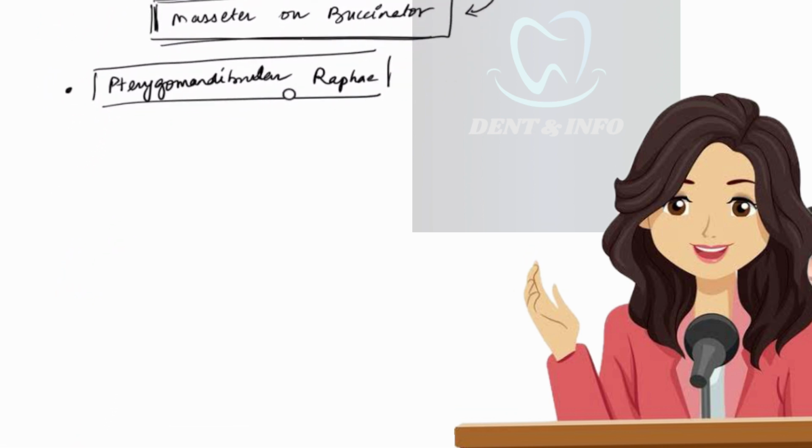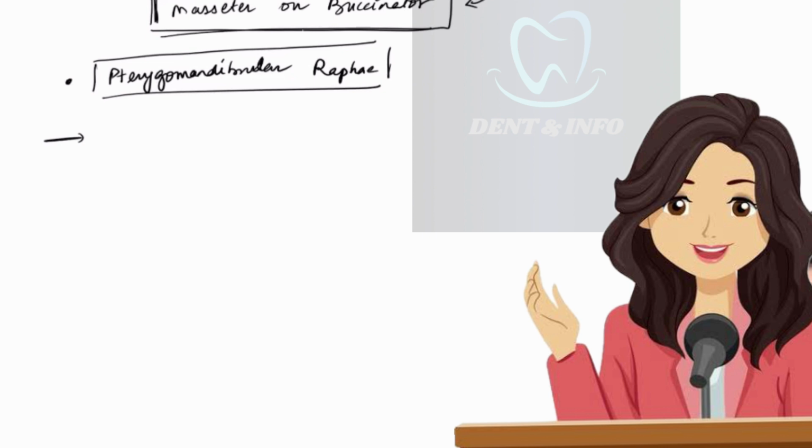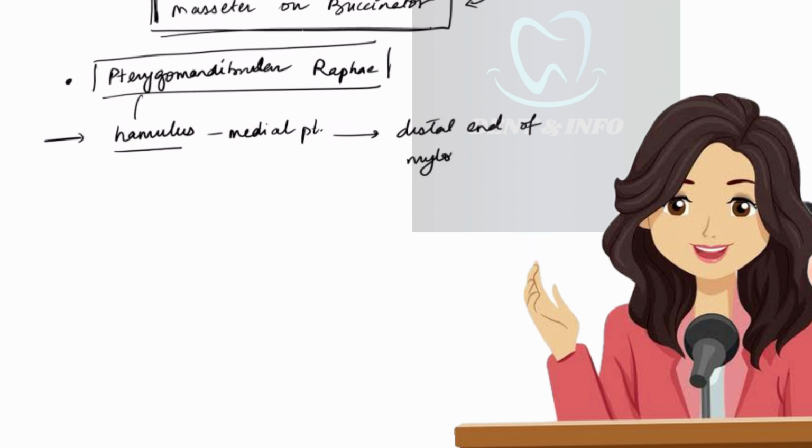So coming back to pterygomandibular raphe, what does it originate from? As the name suggests, it originates from the pterygoid hamulus of the medial pterygoid plate, right, and attaches to the distal end of the mylohyoid ridge, right? That is your pterygomandibular raphe.